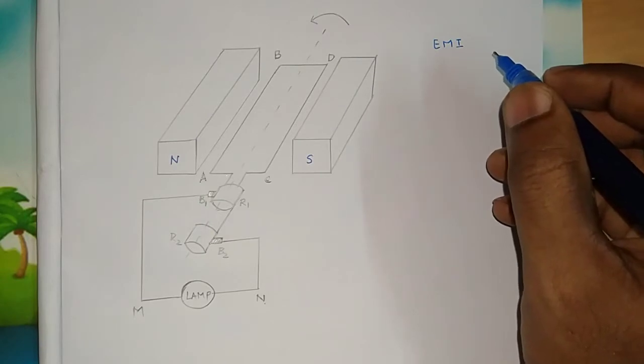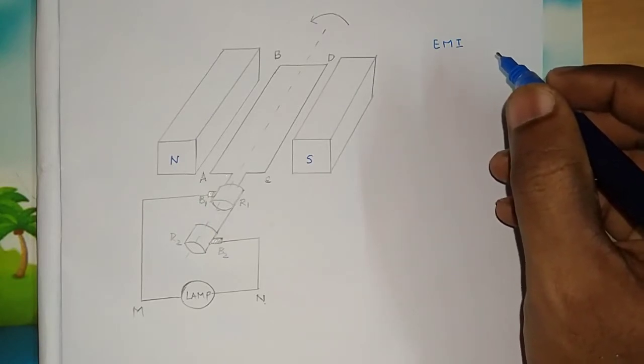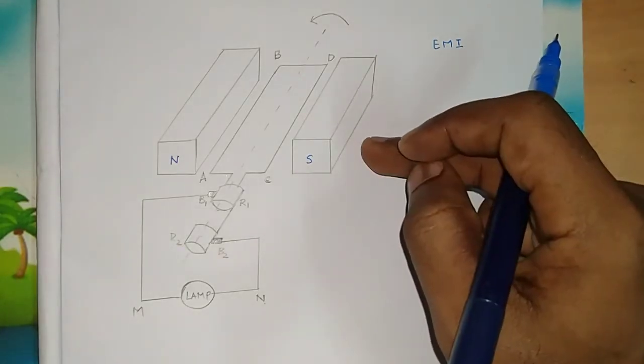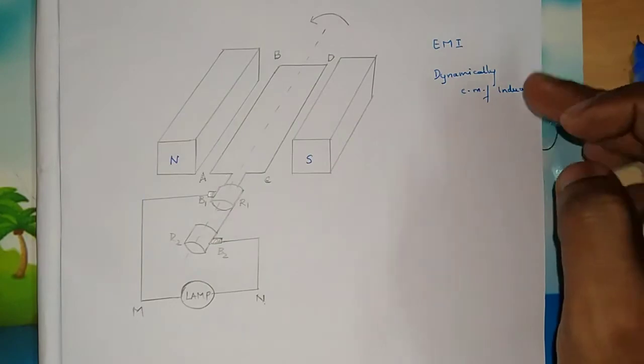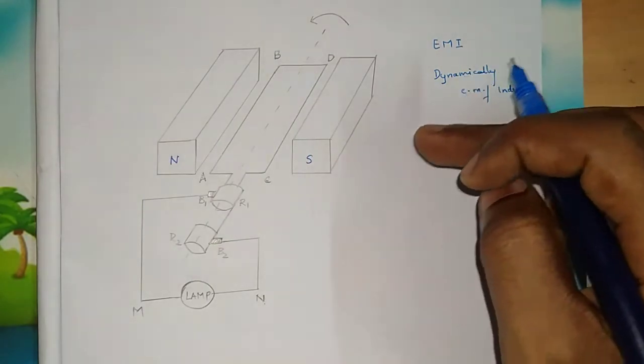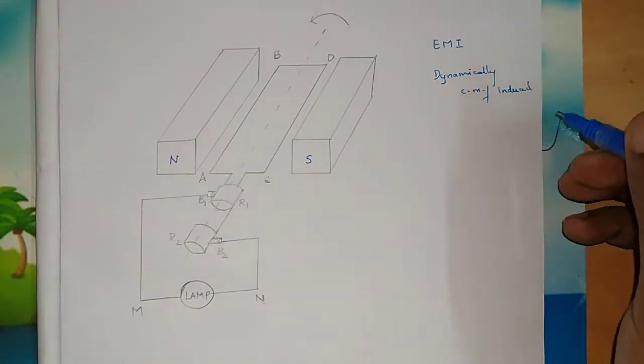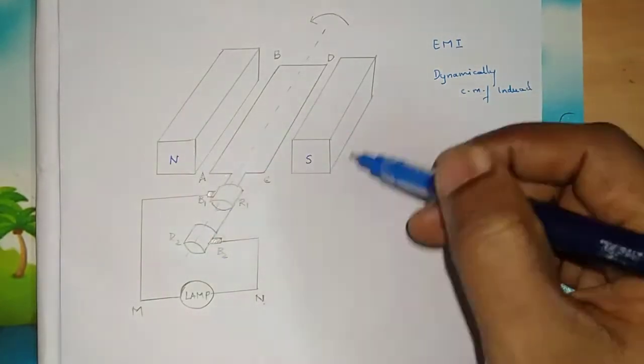Next comes the nature of induced EMF. You have two types of induced EMF under Faraday's law: dynamically induced EMF and statically induced EMF. This generator works on dynamically induced EMF. The EMF induced under this principle is dynamically induced EMF. So this is what you have to write first. After that you need to explain this diagram.